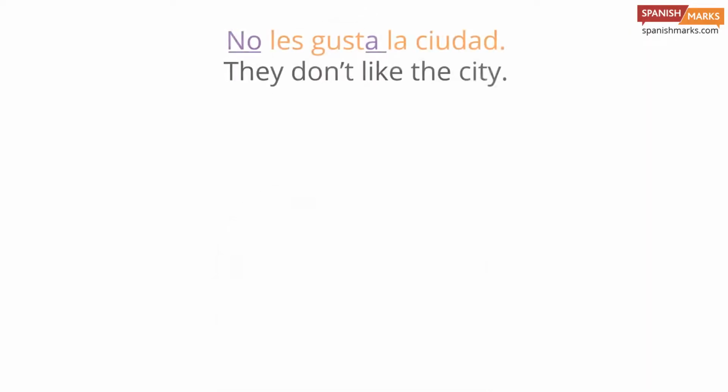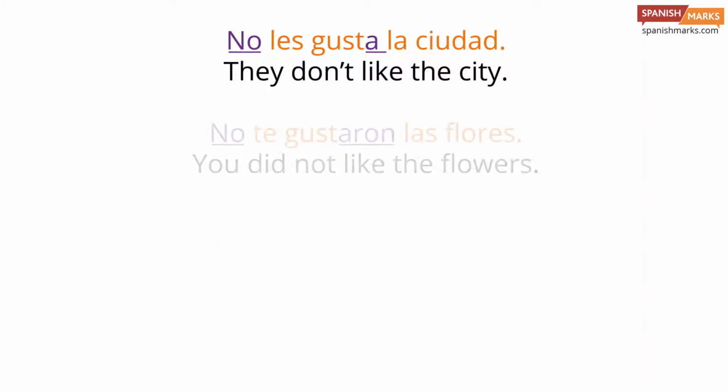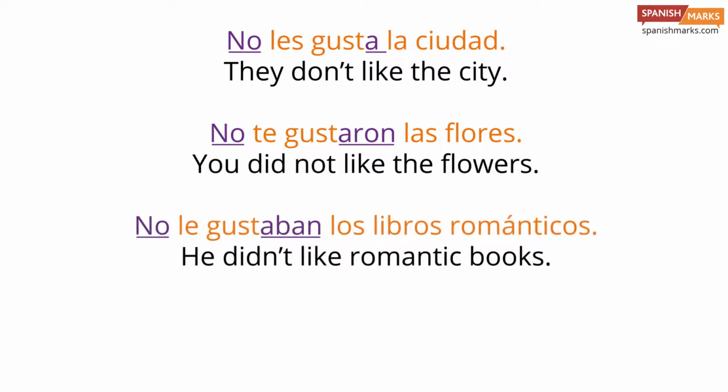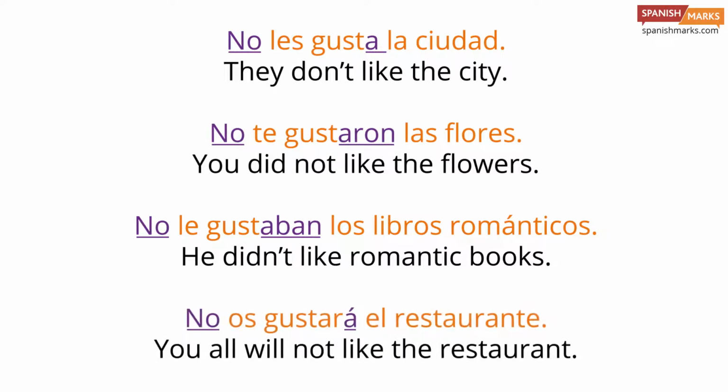Now, if you don't like something, it is quite straightforward. Just add a no before the indirect object pronoun. So if we look at the examples from before, no les gusta la ciudad. No te gustaron las flores. No les gustaban los libros románticos. No os gustará el restaurante. Very easy, no?